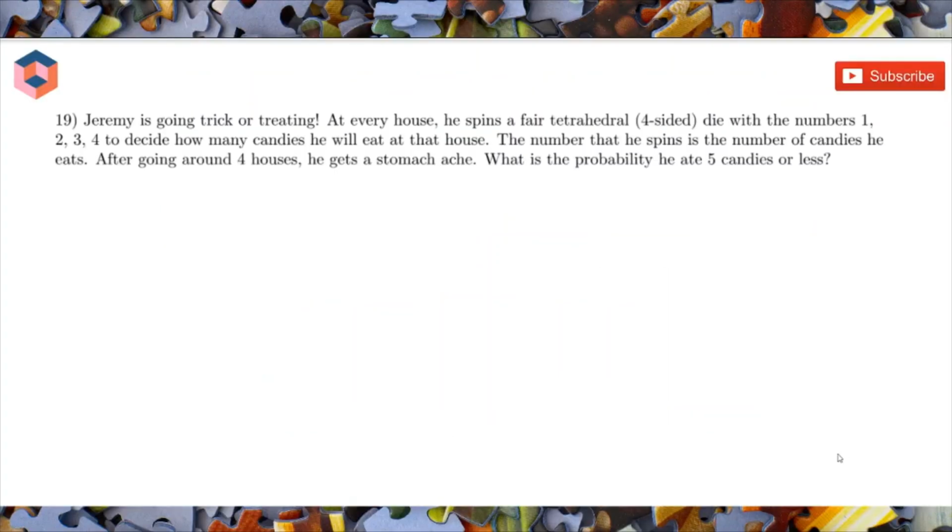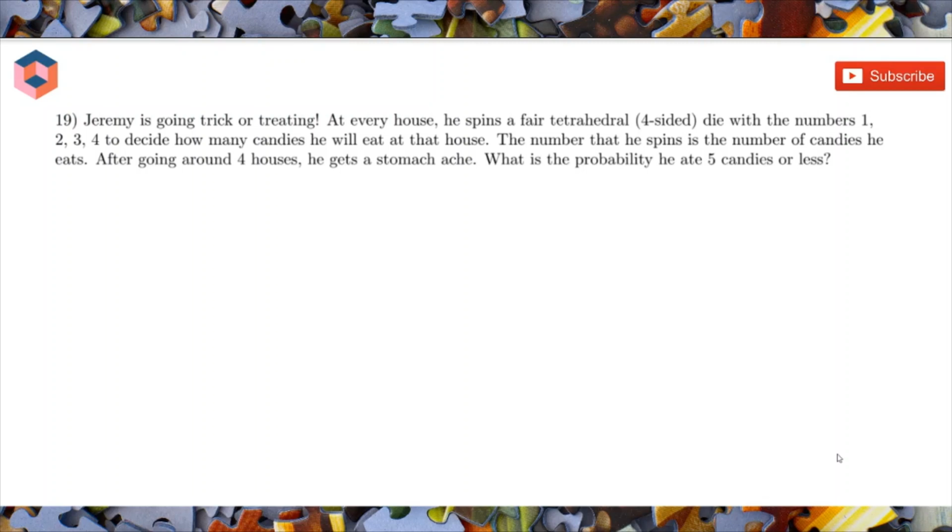Problem number 19. Jeremy is going trick-or-treating. At every house, he spins a fair tetrahedral, or a 4-sided die, with the numbers 1, 2, 3, or 4, to decide how many candies he will eat at that house. The number that he spins is the number of candies he eats. Unfortunately, after going around exactly 4 houses, he gets a stomachache. What is the probability he ate 5 candies or less?